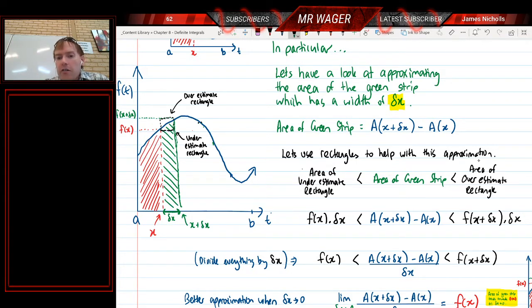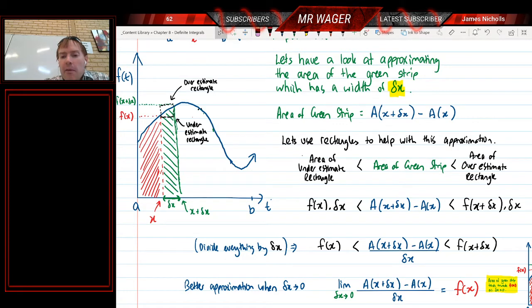So this area of the green strip is going to be somewhere in the middle, and you can kind of see it's pretty close to halfway in the middle because the graph line goes almost cutting through those two sections of the rectangle part up there. All right, so let's do a bit of algebra manipulation to this inequality.